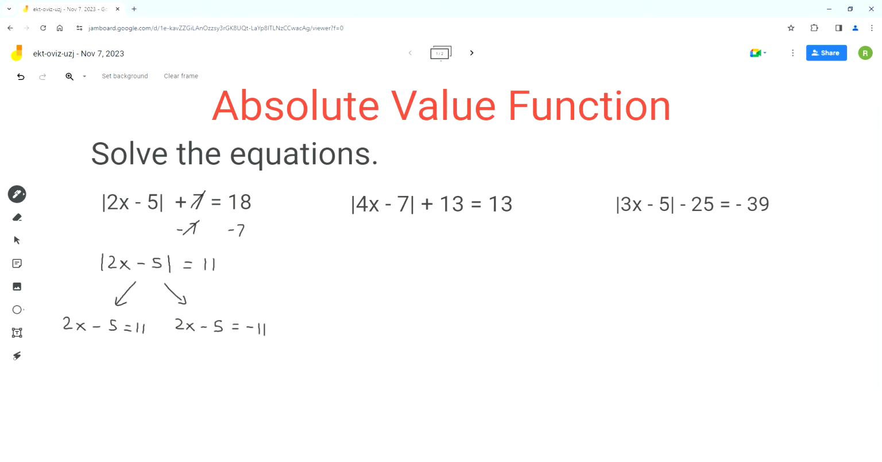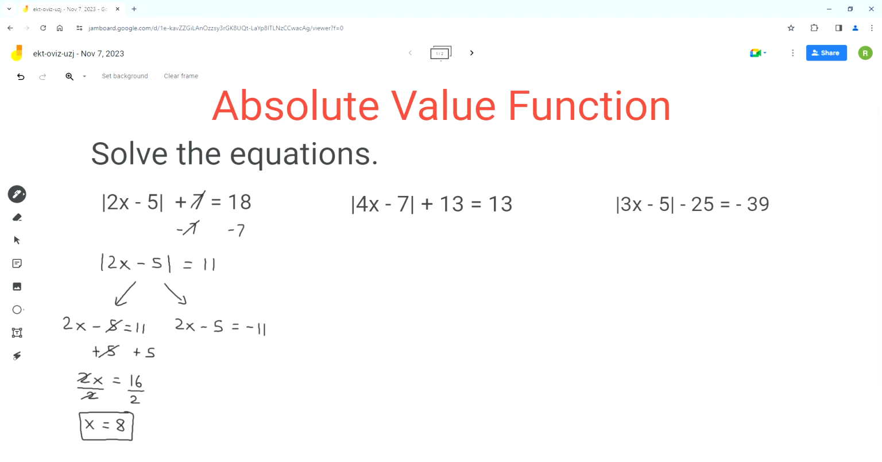First we'll have to get rid of this negative 5, so we should add 5 to both sides. The 5's on the left side cancel each other out. So we get 2x equals 11 plus 5, which is 16. And now we can isolate x by dividing both sides by 2. The 2's on the left side cancel each other out, so we get x equals 8. This is the first solution for this equation.